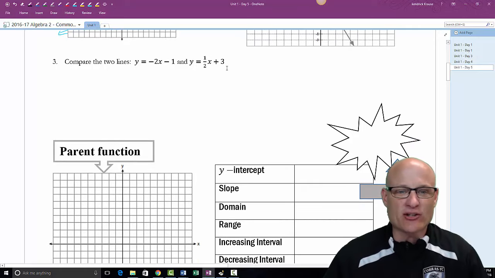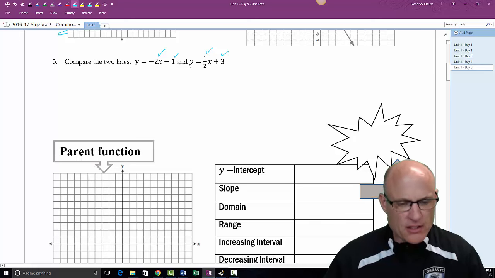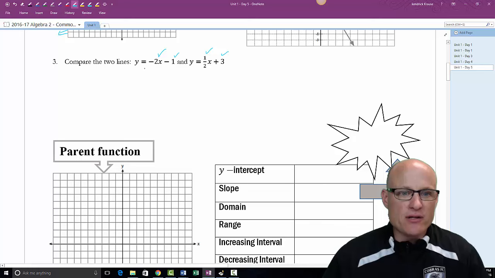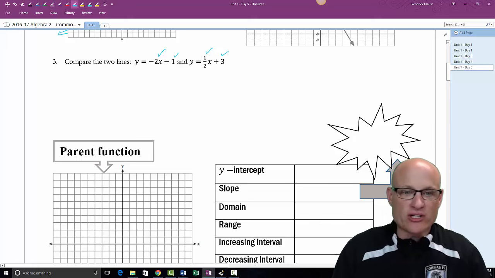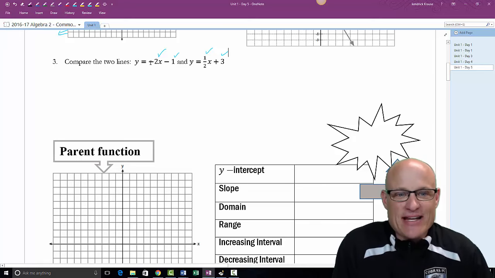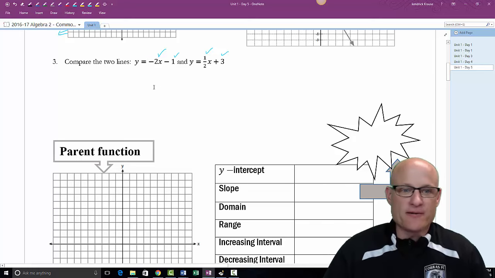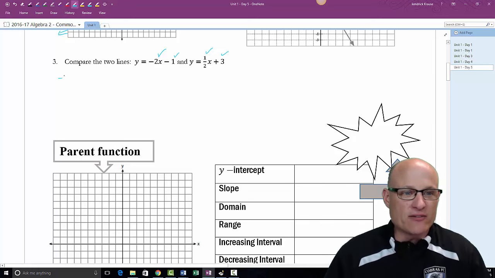Okay, so let's start. There's only two things we have to compare: slope and y-intercepts. There are lots of different answers for these. I'm not going to write this out, I'm just going to talk you through it. This one has a negative slope of -2, and the other one has a slope of 1/2.